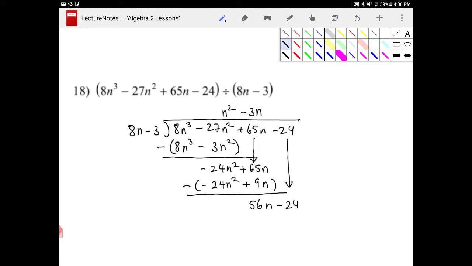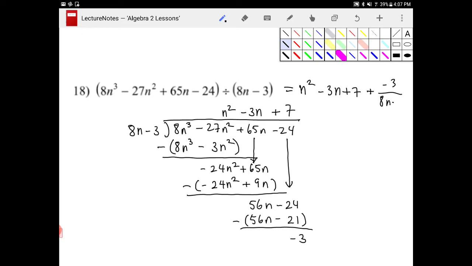What am I going to multiply 8 by to get 56? I will multiply by 7. So I'm going to write plus 7. 7 times 8 is 56. 3 times 7 is 21, so it's minus 21. I am going to perform that subtraction, and I get negative 3. So what will this turn into? This will turn into n squared minus 3n plus 7 plus negative 3 over 8n minus 3.